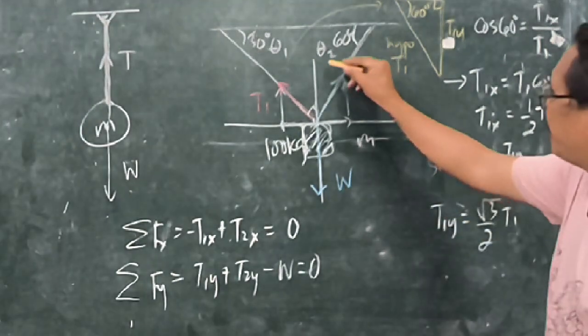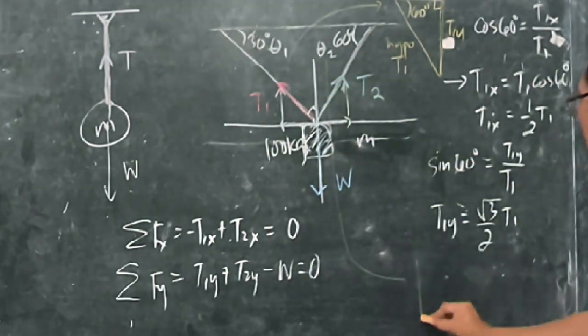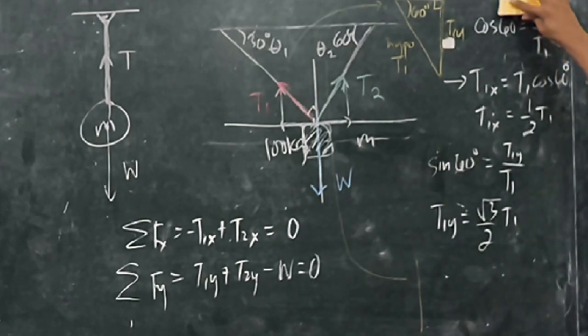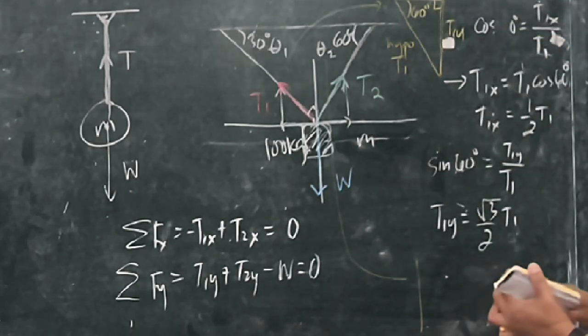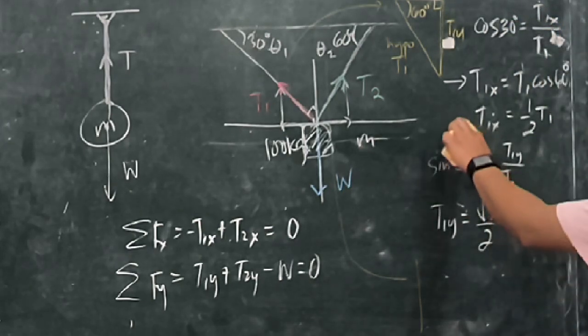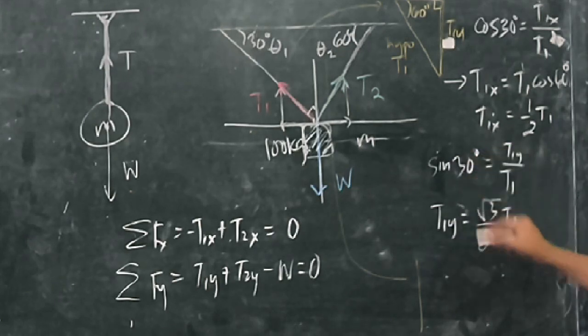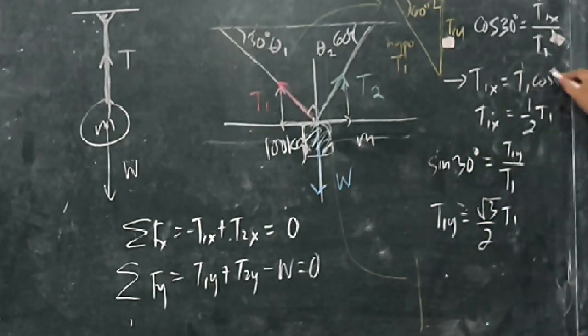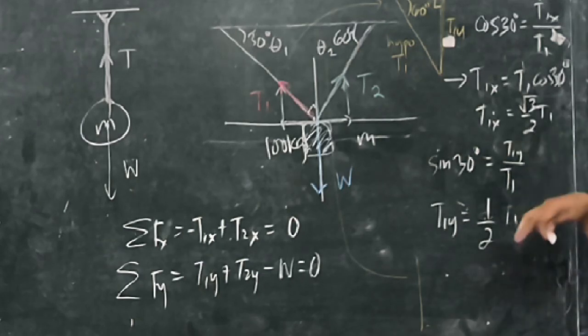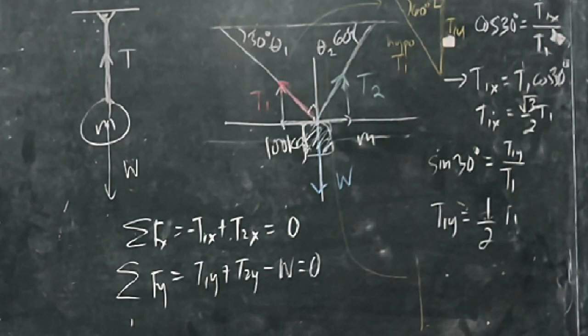We refer now to this triangle here. For that, we have 30 here. Sorry, this is 30. 30 degrees. This is the reverse. This is square root of 3 over 2 and this is 1/2. Because cosine of 30 is square root of 3 over 2.